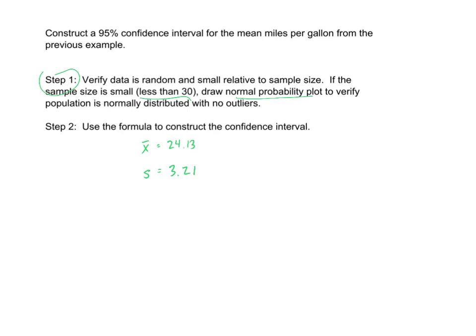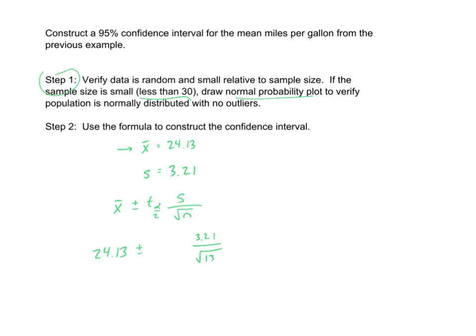But then step 2, we're going to use the formula x bar plus or minus a t-score, alpha over 2, times s over radical n to construct our confidence interval. So plugging in what we know: x bar, 24.13, plus or minus our t-score, I'll come back to that in just a moment, 3.21 is the standard deviation. Sample size, if you recall, was 13, so over the square root of 13.